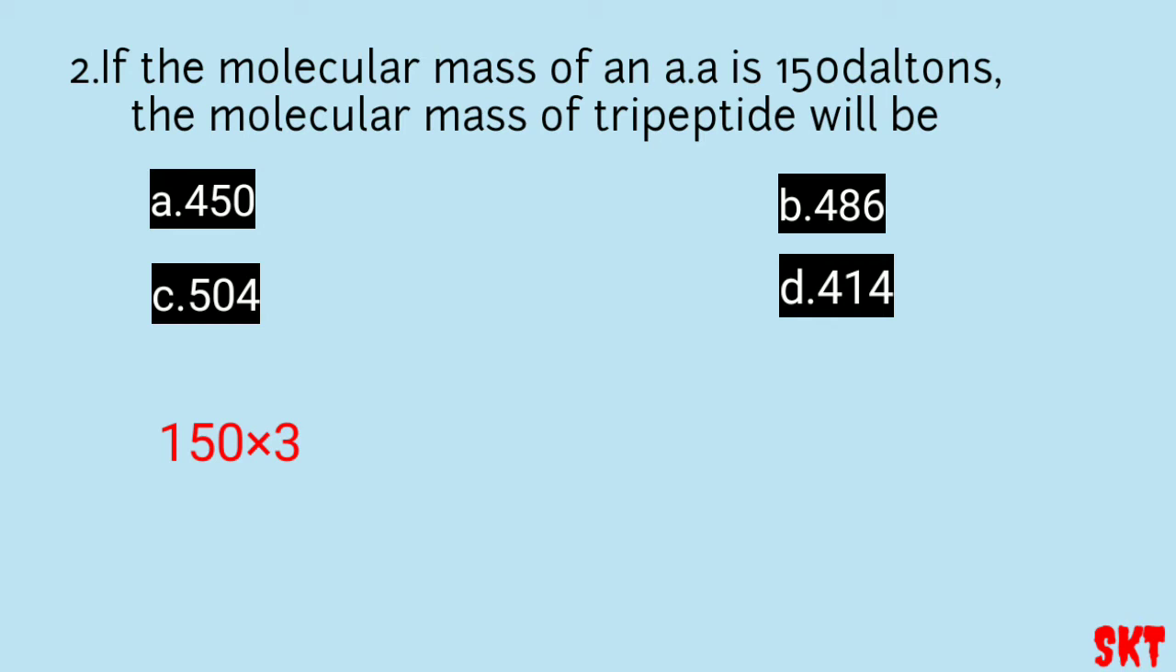But we have to keep in mind that for each peptide bond formation, one water molecule goes out. That means for the formation of two peptide bonds in a tripeptide, two water molecules go out. Therefore, the answer would be 150 into 3 minus 18 into 2. That gives us 414. And the correct option is D, that's 414 daltons.